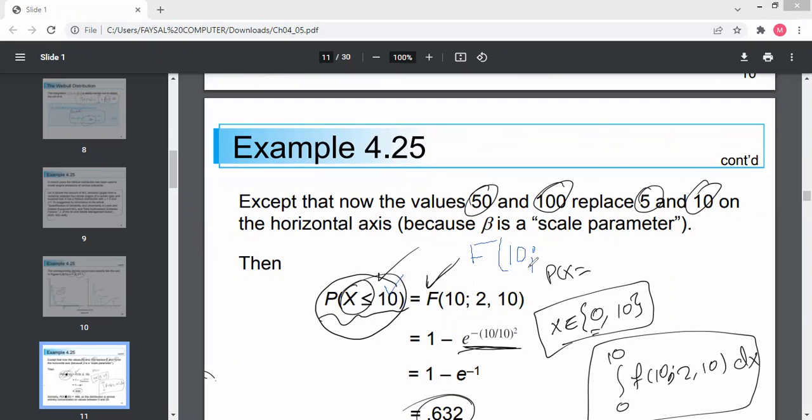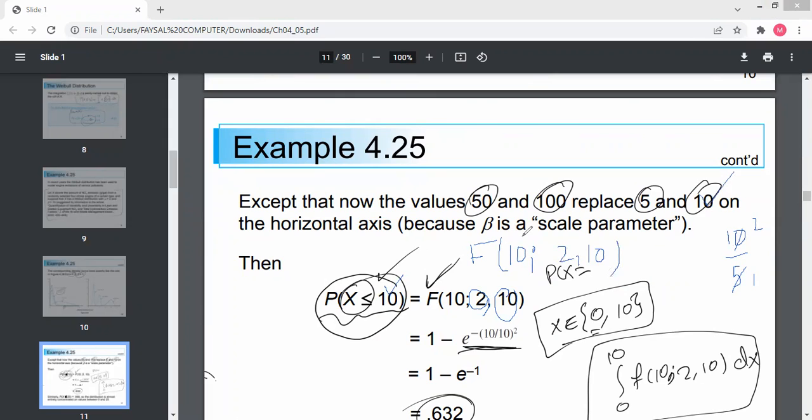Now I have to define my alpha and beta. Alpha is my shape parameter and beta is my scale parameter. The scale parameter is 10, that is the upper limit. But the shape parameter is found when I divide the upper 10 by 5. So 5 ones are 5, 5 twos are 10. By dividing the upper by the lower, this will be my shape parameter. So the shape parameter will be 2.